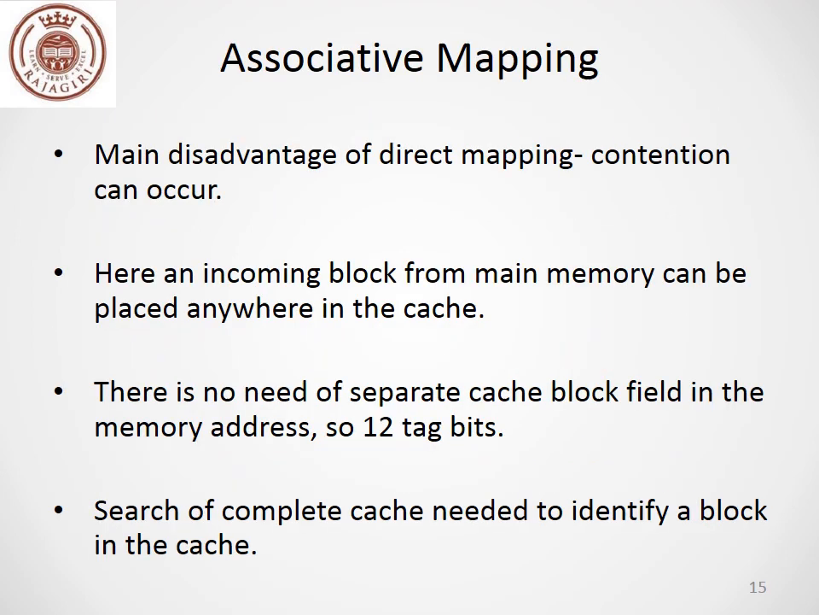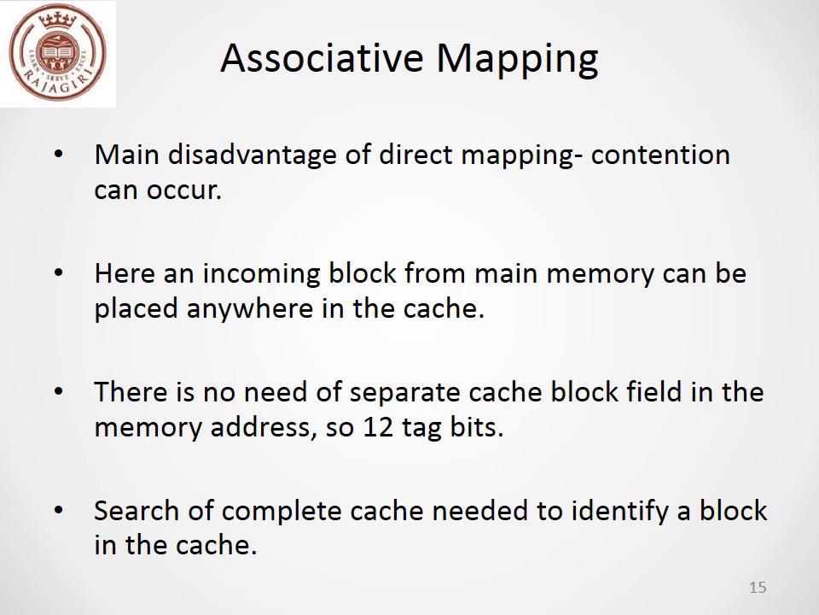So the main disadvantage of the direct mapping method is that contention can occur. That is, if main memory blocks 0, 128 and 256 need to be brought into the cache at the same time, they cannot come in at the same time because all of them try to come into block 0 of the cache. So there is some kind of contention occurring. This is the disadvantage of direct mapping.